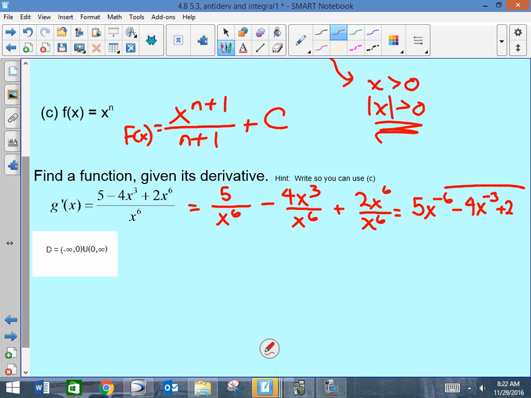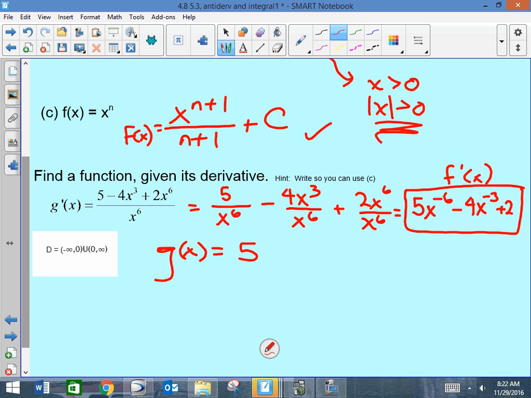Now, if this is your f prime, you should be able to apply that rule to each individual thing. Since this was g prime, we should call this g of x, instead of big F and little f. They're going to switch that up on you, so be very, very careful. All right, so we're going to use this rule. The 5, remember, just shows up. We save it, it's the same thing.